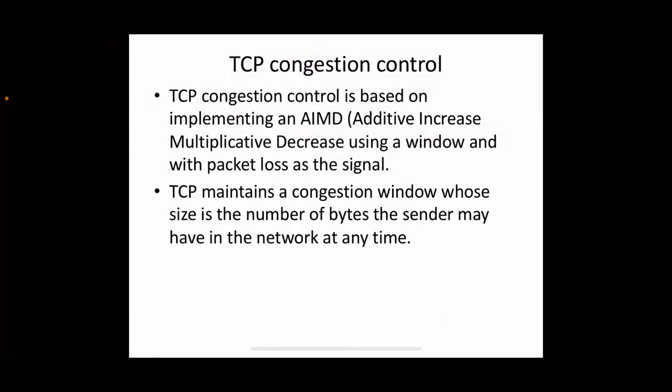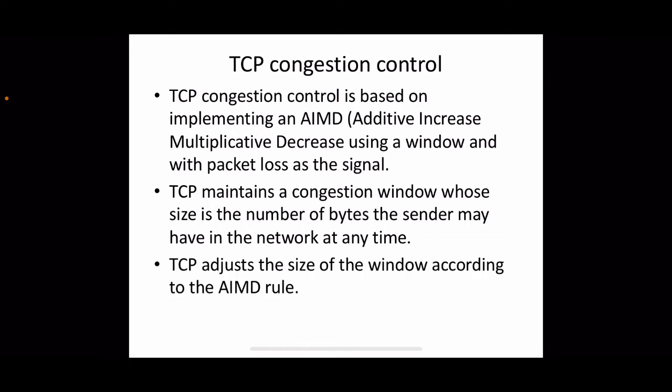TCP maintains a special window called the congestion window, whose size is the number of bytes a sender may have in the network at any time. So depending on the network capacity, how many bytes it can send, based on that, a congestion window will be set by TCP at the sender side. The congestion window is the number of bytes that can be sent, and that definitely depends on the network capacity. TCP adjusts the size of the window according to the AIMD rule. We will see what AIMD actually is and how this congestion window will be updated.